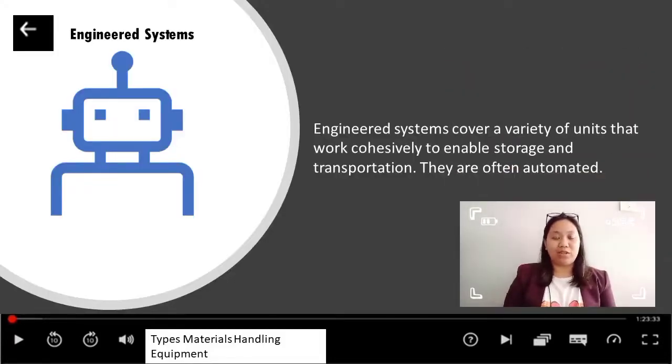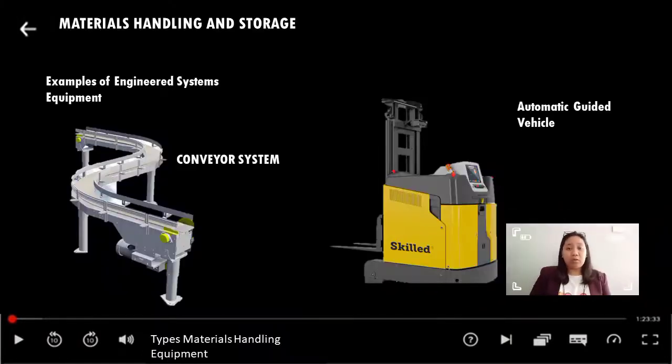So next is the engineered system. It covers a variety of units that work cohesively to enable storage and transportation. And here are some examples of engineered systems. A conveyor system consists of a frame, either rollers, wheels, or a belt, upon which materials move from one place to another. While the automatic guided vehicle will transport the heavy materials around the production floor.